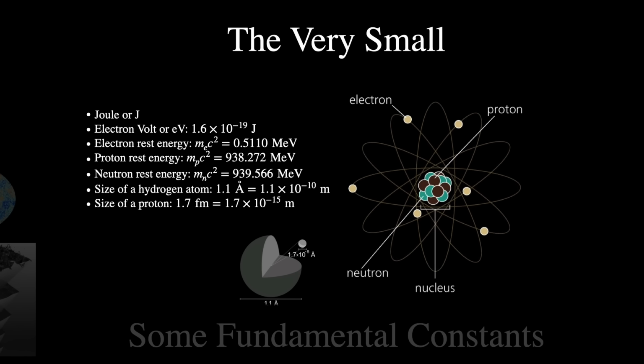And so you'd have to stack 10 to the 15th protons up in a row just to get 1 meter. Or, if you think about it, 10 to the 13th in order to get 1 centimeter. So that tells you roughly how many protons there could be.